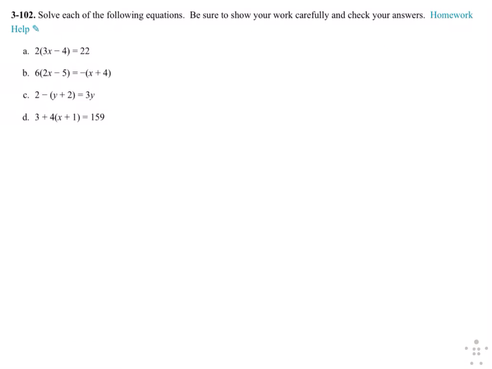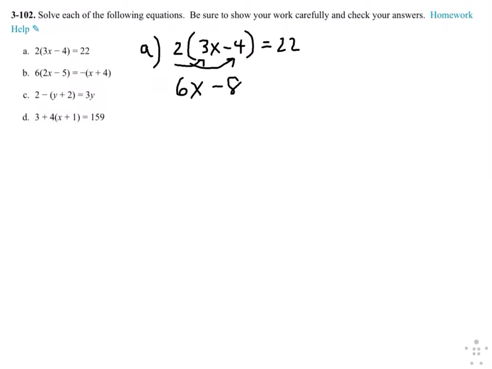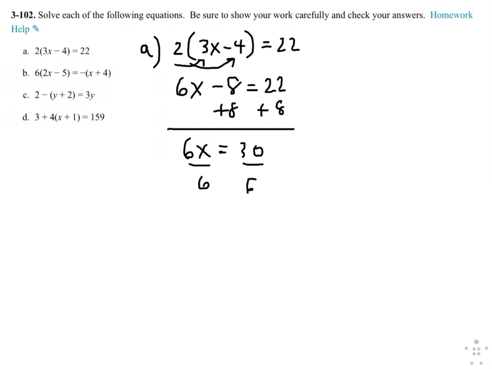Okay, for 102, they want us to solve the equations, so let's just go through these. So A, I'll write it, 2 times 3x minus 4 equals 22. So we distribute the 2 in, so we get 6x minus 8 equals 22. Add 8 to both sides. 6x equals 30. Divide both sides by 6, so x equals 5 for A.